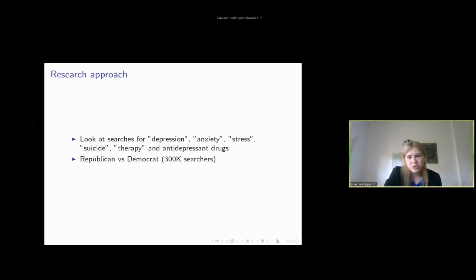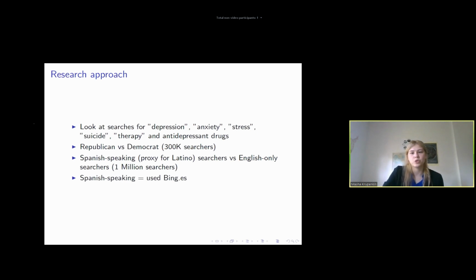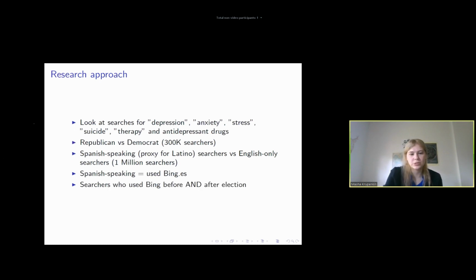And in addition to looking at the partisanship dimension, I also looked at the ethnicity dimension. So I looked at Spanish-speaking searchers who lived in the US versus English-only searchers who lived in the US. And in total, I had about 1 million searchers for these. I obviously did not take every single English-only searcher in the US. I randomly sampled them. And the way that I identified Spanish-speaking searchers was I took all of the IDs that had used Spanish Bing in the United States at least once. And I limited my sample to people who used Bing before and after the election, just to make sure that I was not, for example, capturing the effect of an influx of a particular kind of searcher, or an exit of a particular kind of searcher, before or after the election.